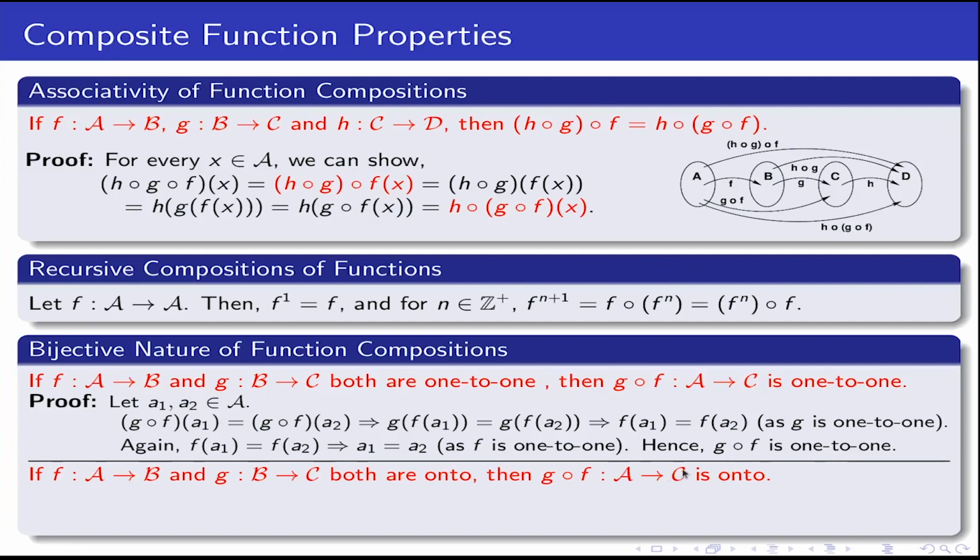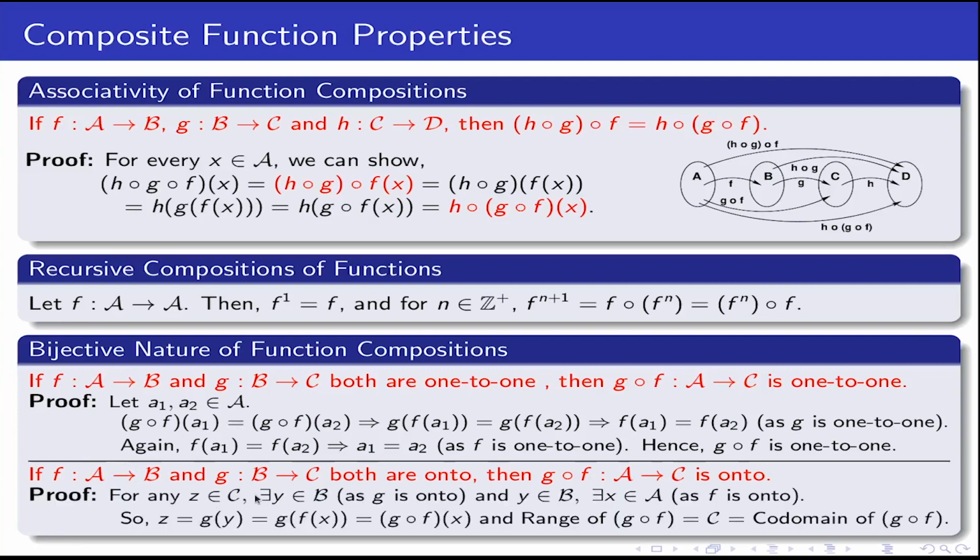To prove this, I need to take an arbitrary element from C and see its preimage in B and its preimage in A. I need to prove that for every element arbitrarily chosen from C, I get a preimage in A. Straightforward, right? For any z, there exists a y because g is onto. So I get a y where g(y) equals z. And there exists an x for that y because f is also onto. So I get f(x) equals y.